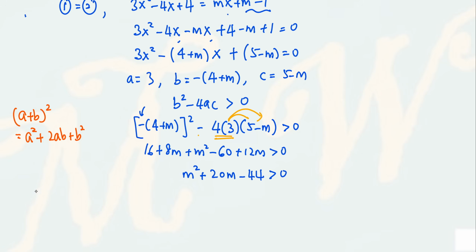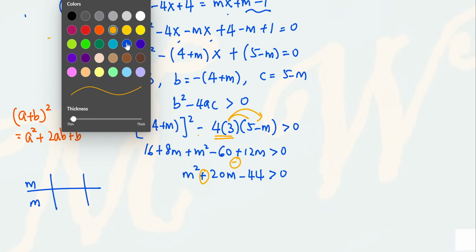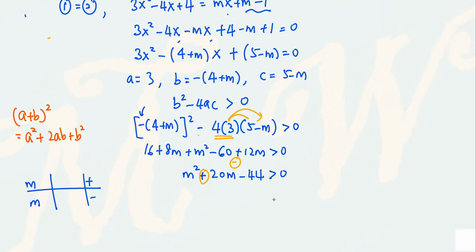So here you can just get m squared is m times m. Okay, and then after that, plus times minus is a minus. So I should have 1 plus and 1 minus here. Now, to get 44, the factors could be 22 and 2. Okay, but I need to get plus 20m here. Therefore, I will write plus 22 and minus 2.